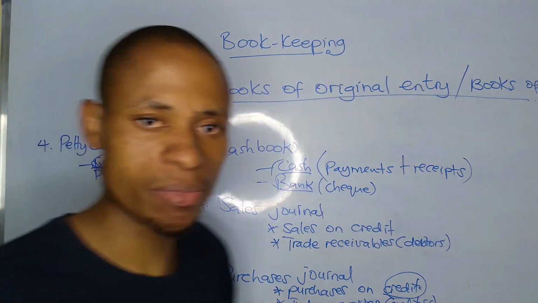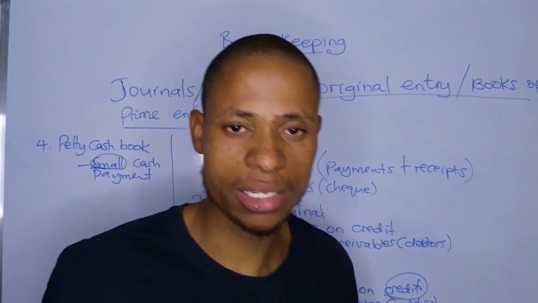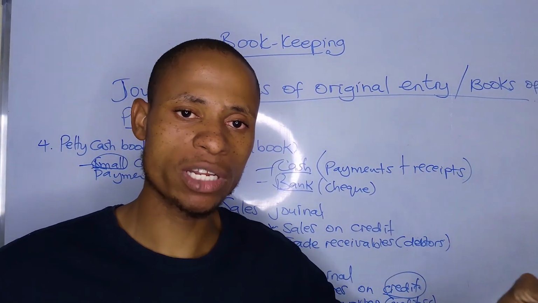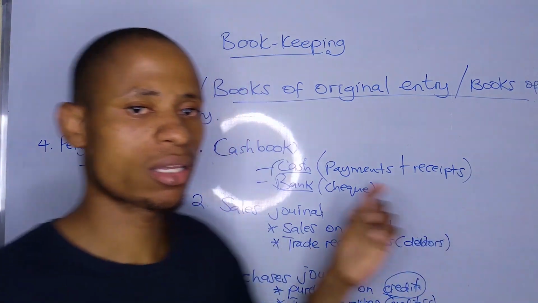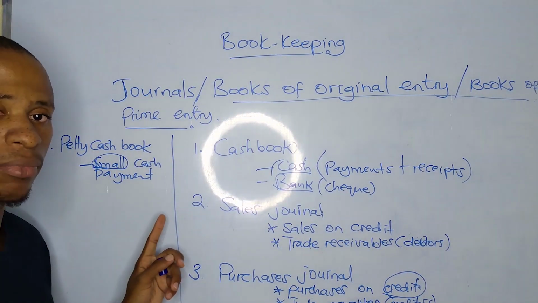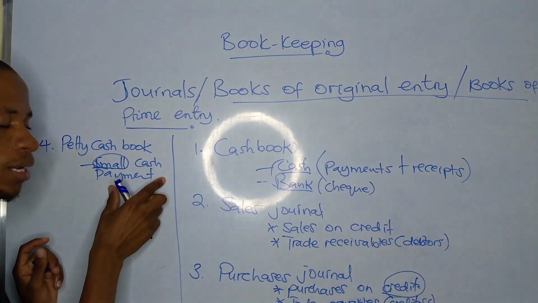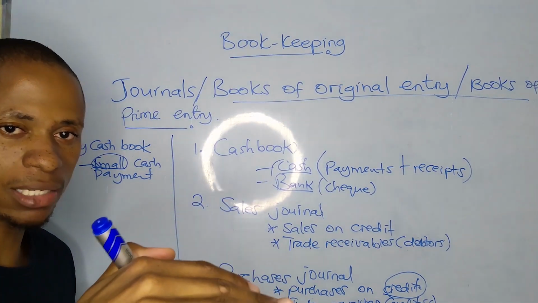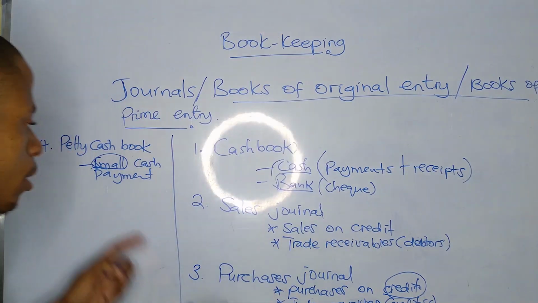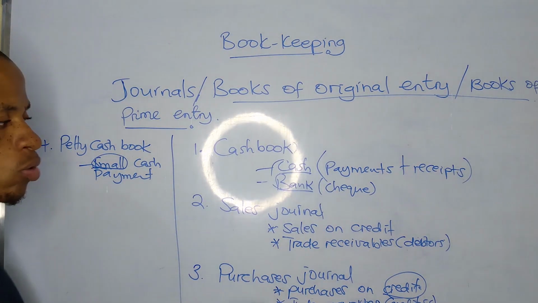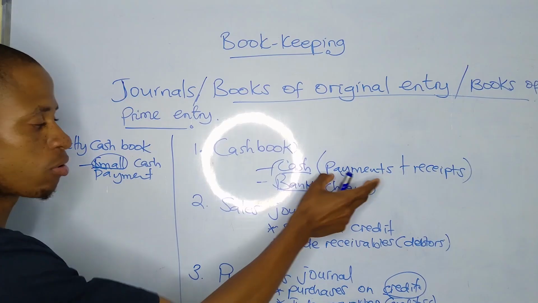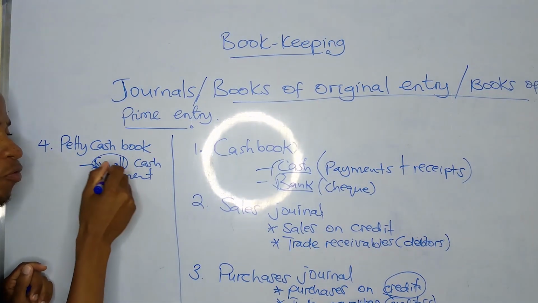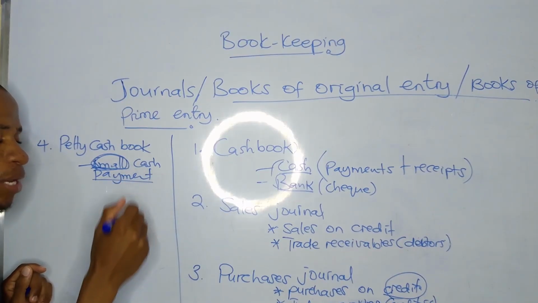Usually, what counts as a small amount can differ from business to business. A business can decide that all payments below $50 are going to be paid using the petty cash book, so they are recorded there. They can set a limit to avoid congestion in the main cash book, so they open a separate cash book for all the small transactions that are paid in cash.